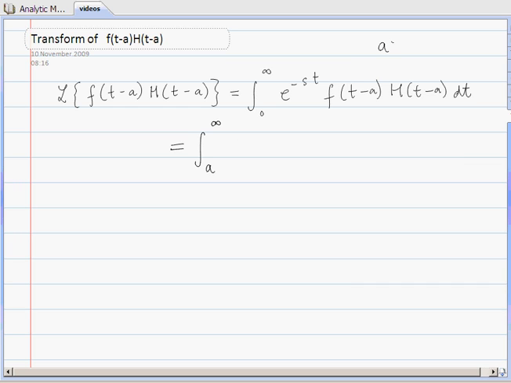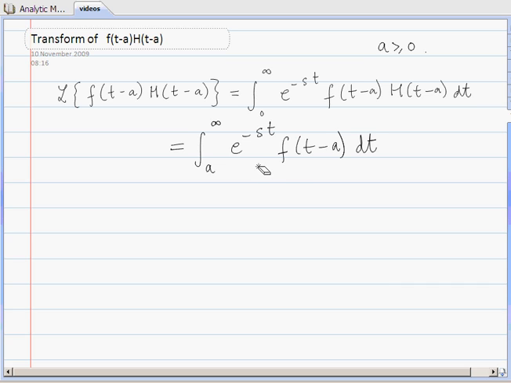I guess here we have a condition that a is greater than or equal to 0. So the effect of the Heaviside function is just to reduce the integral like this. We lose the portion of the integral from 0 up until a, because h is just equal to 0 there, so it makes everything 0. But thereafter, from a on up to infinity, the Heaviside function just takes the value 1. So we're just left with these two factors here.